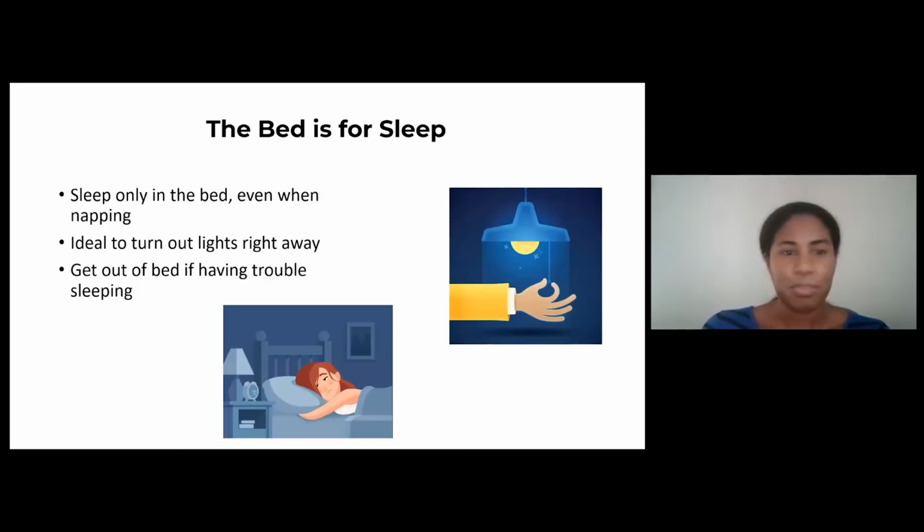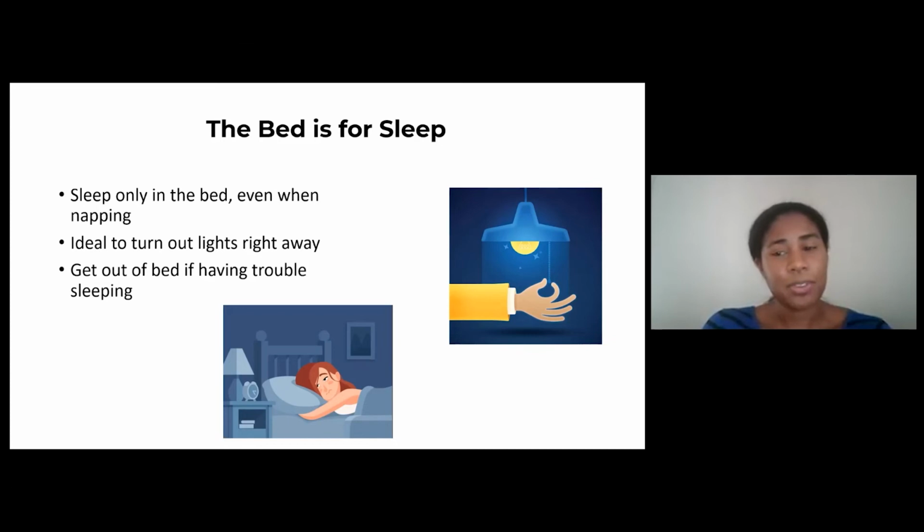And then, I'm sure everyone has heard this before, but the bed is for sleep. So you want to sleep only in the bed, even when you're napping. On the napping slide, there was a girl on the couch. That's a no-no. You should be napping in your bed if you do nap, although it's ideal that you don't, because you want to associate your bed with sleep. That's getting a little bit more into stimulus control.